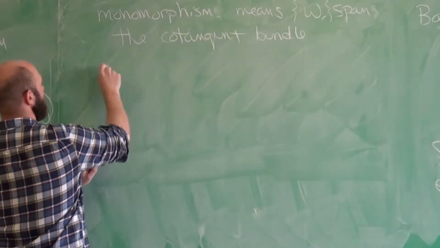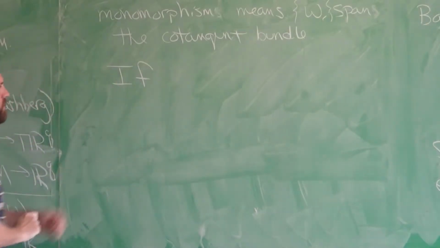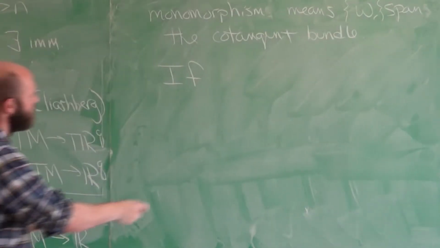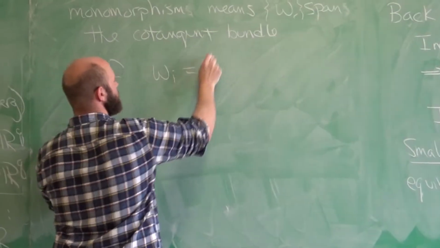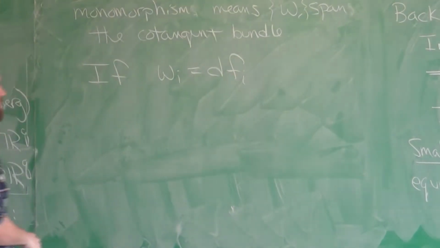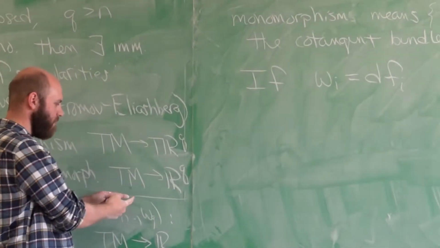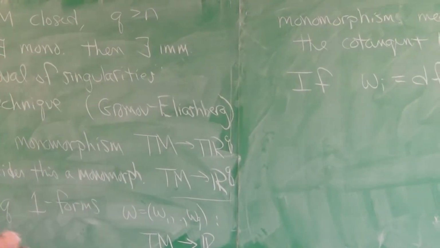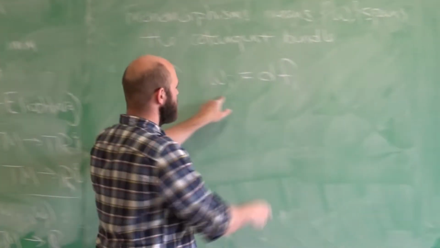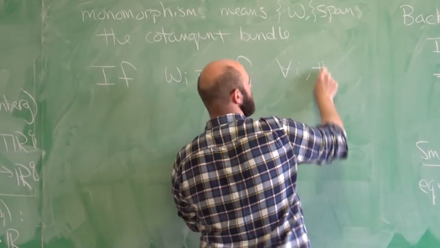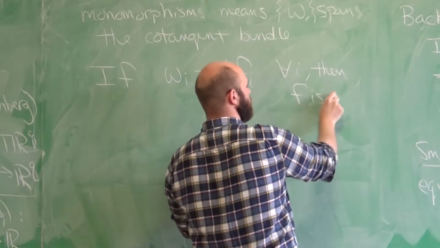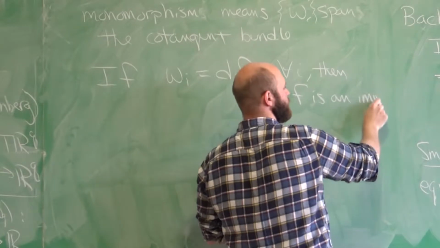Now, if, big if, these are all exact, then we're done. Because if they're all exact, then there's a map F from M to R^Q. This is the differential. They span the cotangent bundle. That's the definition of immersion. So if this is true for all i, then F is an immersion. And we're done.